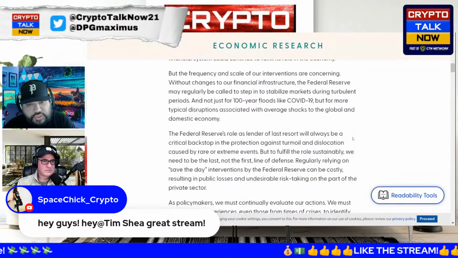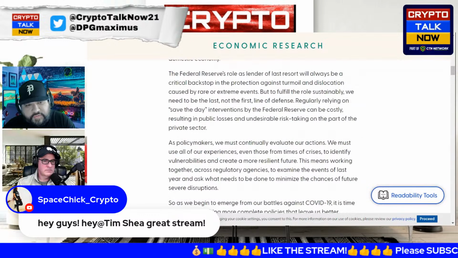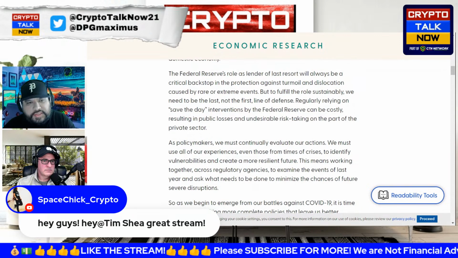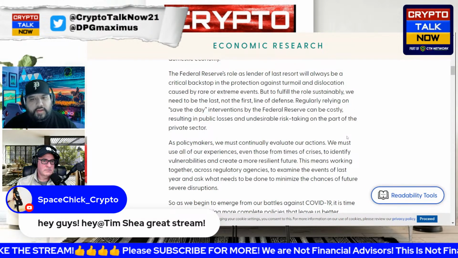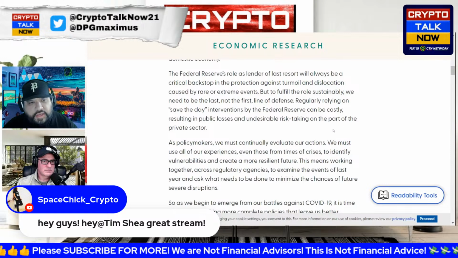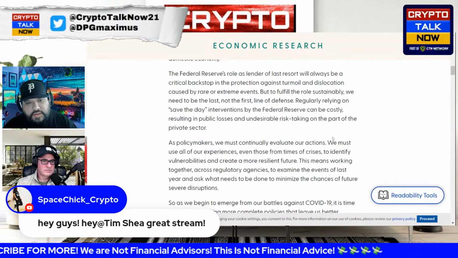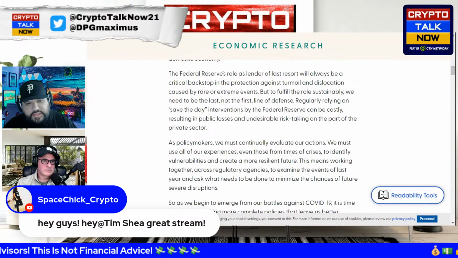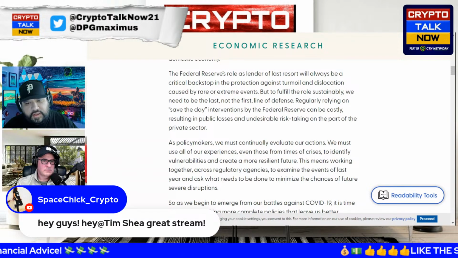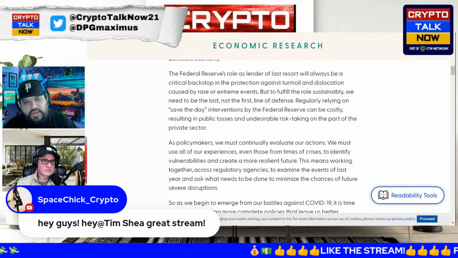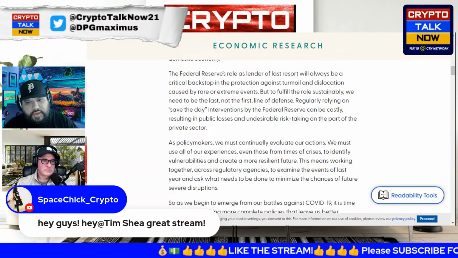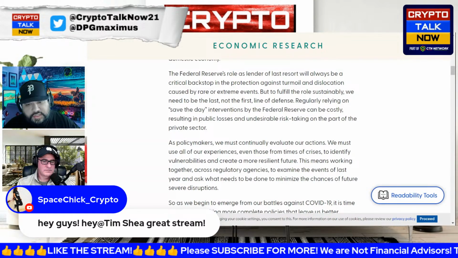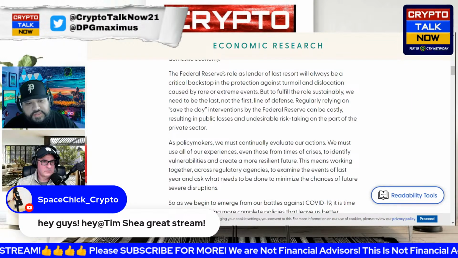But what is mentioned here specifically is it says the Federal Reserve's role as lender of last resort will always be a critical backstop in the protection against turmoil and dislocation caused by rare or extreme events. But to fulfill the role sustainably, we need to be the last, not the first line of defense. Regularly relying on save-the-day interventions by the Federal Reserve can be costly, resulting in public losses and undesirable risk taking on the part of the private sector.